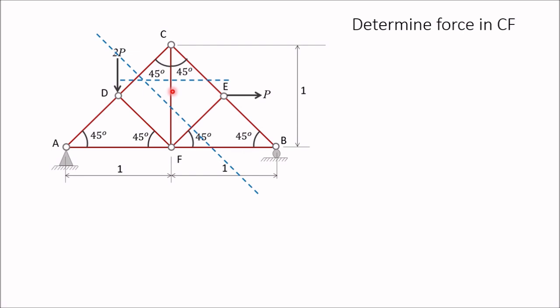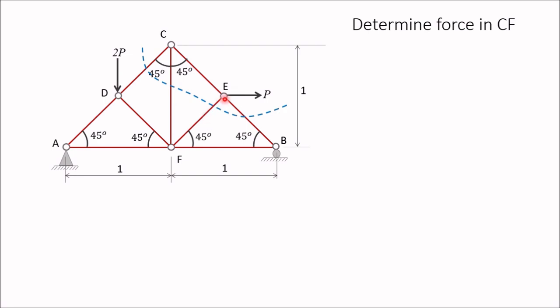It is not always possible to determine a force by cutting the truss only once. Sometimes we need to cut the truss multiple times. This problem is one such problem. So what we will do, we will cut the truss first in this manner. If you cut the truss in this manner, you can see there are four forces, CD, CF, EF and EB. If you take moment about point C, CD is passing through C, CF is also passing through C, and EB, when you extend it, is also passing through C. So these three forces will become 0. You can determine force in EF.